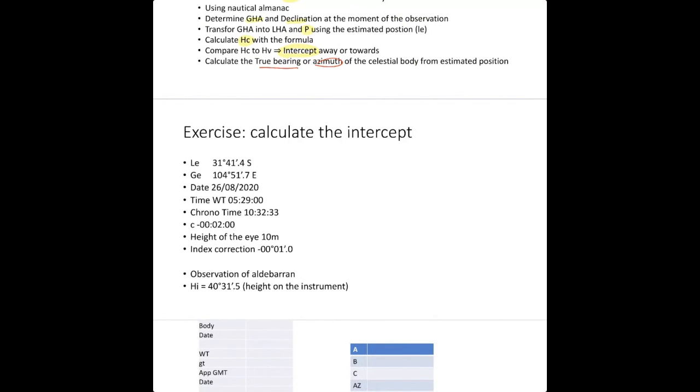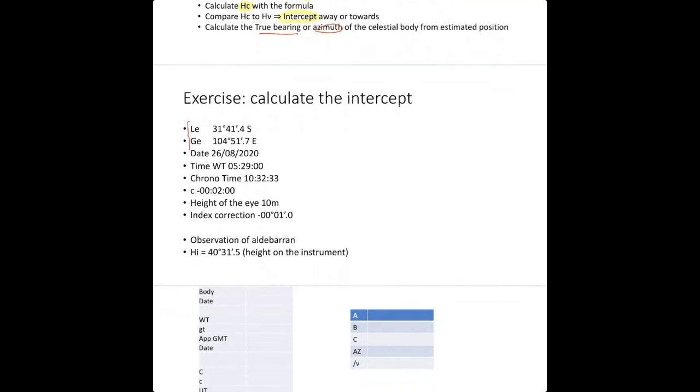I'll try to find my calculations. So we have an estimated position, which can be our dead reckoning position or estimated position. The position is 31 degrees, 41.4 south, and 104 degrees, 51.7 east. Okay, we are on the 26th of August 2020. Our watch time is 5:29. Our chrono time and our chrono correction is given. We also know the height of the eye and our index correction.